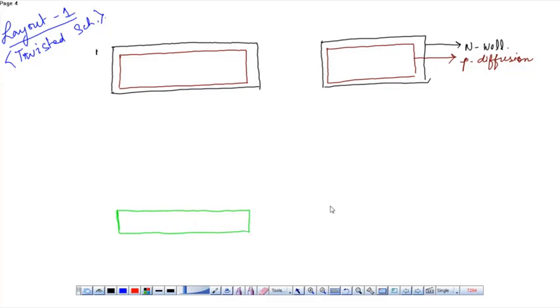So now we have to design the NMOS part. The N diffusion layer is green in color. This is the N diffusion layer.